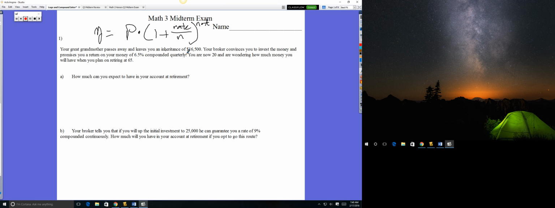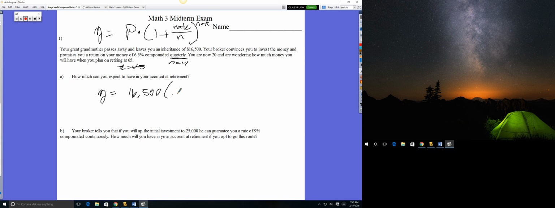So your grandma leaves you an inheritance of 16.5 [thousand]. You're going to invest it at 6.5% compounded quarterly. That means n is 4. You're now 20 and you're wondering how much you're going to have. You're going to retire at 65. So you put it in at age 20, you pull it out at 65, t is equal to 45.